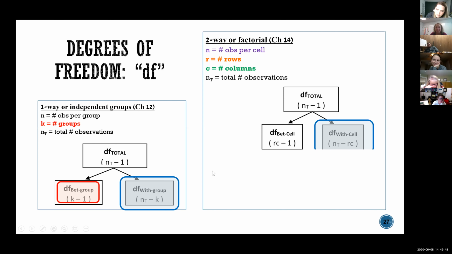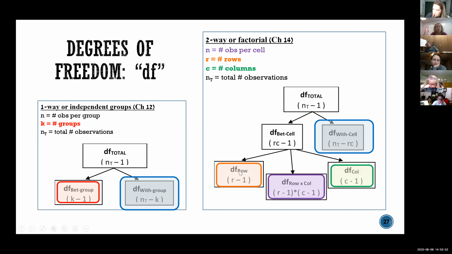Okay, so that part is the same as the one-way, except instead of having K, we have R times C. Now we're going to split our groups into row factor, column factor, and interaction. How many rows do we have?